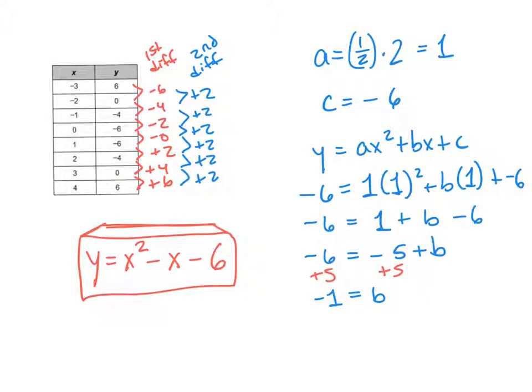Okay, guys, here's the next one. I just put it all up there for you. So if you need to pause this and look at what I did, feel free to do so. I found the first and second differences. I found my A term, my C term, which is the 0 term, it's right there. And then I plugged everything in to solve for B, which led me to my final equation. So that's my quadratic equation.